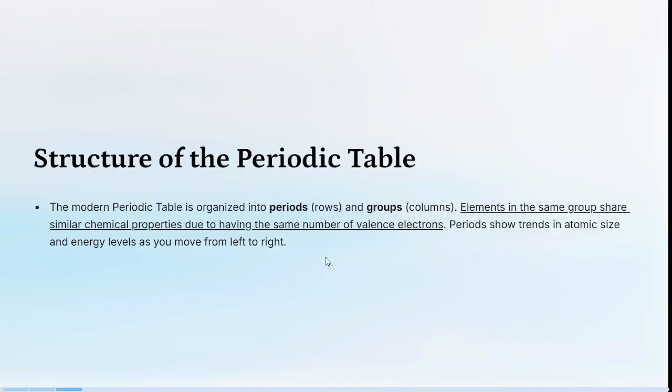Elements in the same group are known to share the same chemical properties due to them having the same number of valence electrons in the outermost shell. That's valence electrons, meaning the electrons in the outermost shell. So periods show trends in atomic size and energy levels as we move from left to right.